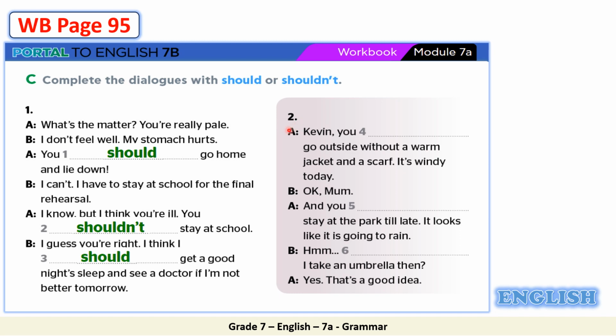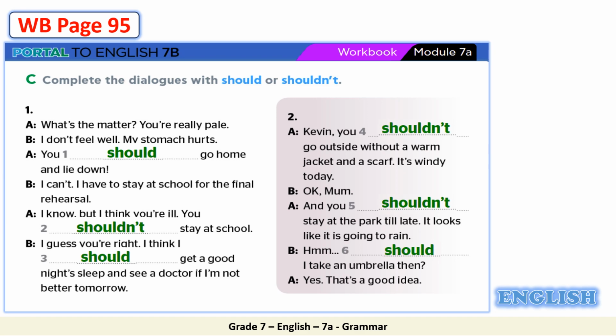2 now. A. Kevin, you shouldn't go outside without a warm jacket and a scarf. It's windy today. B. Okay, Mom. A. And you shouldn't stay at the park till late. It looks like it's going to rain. B. Should I take an umbrella then? A. Yes, that's a good idea.